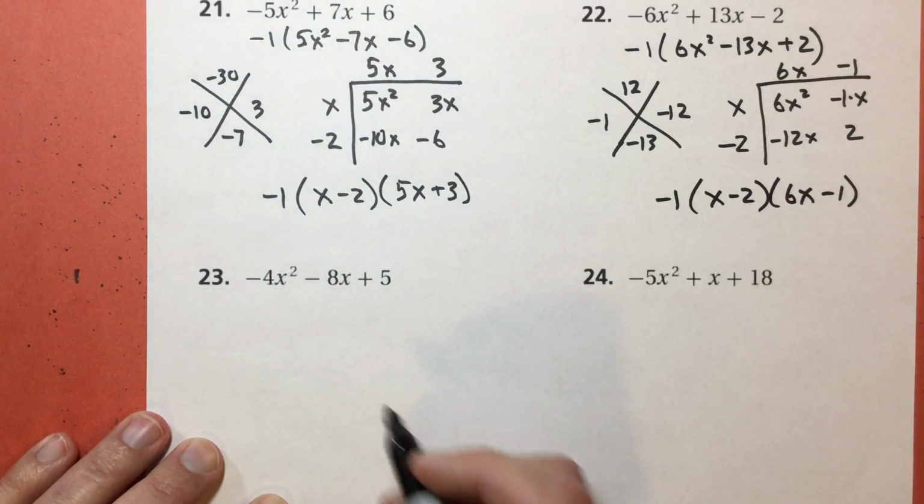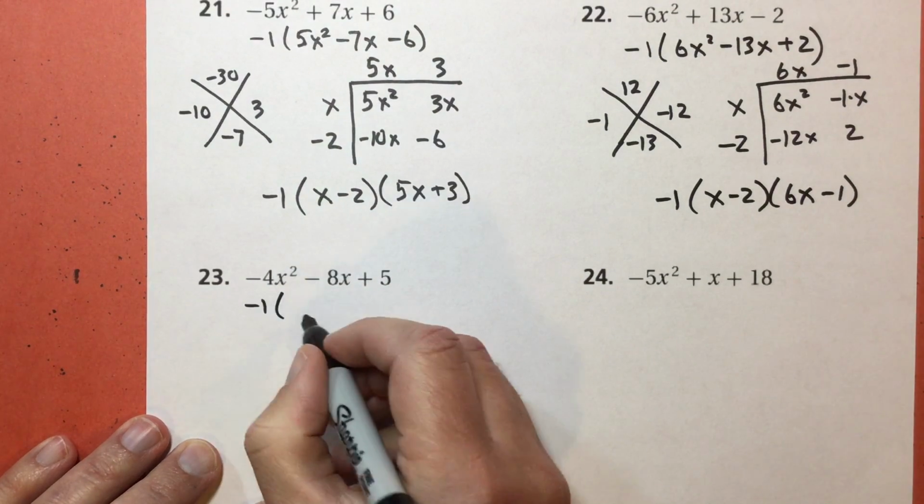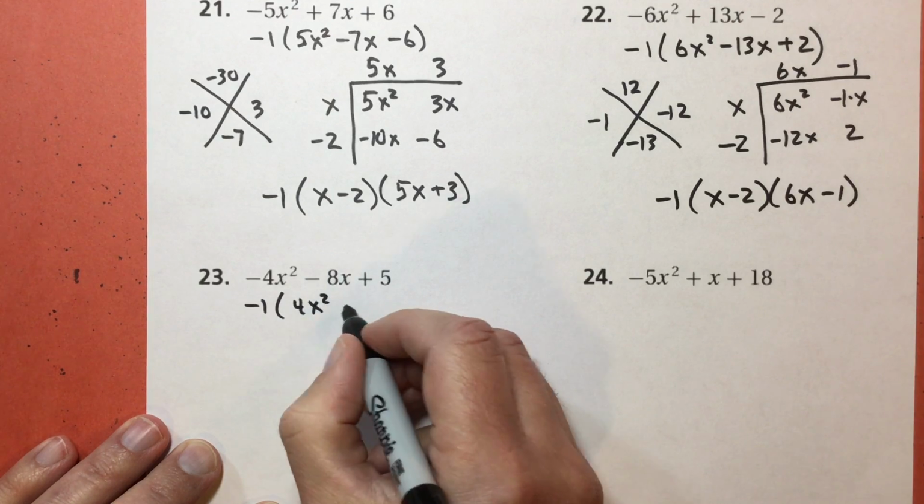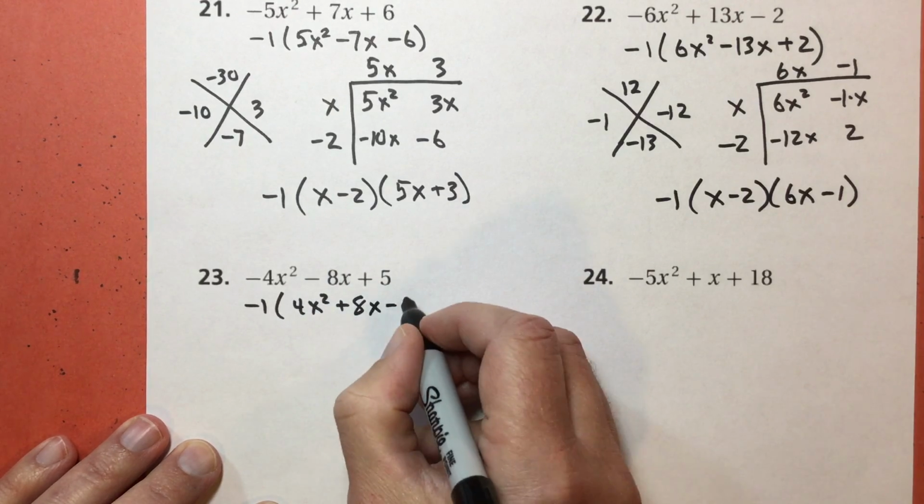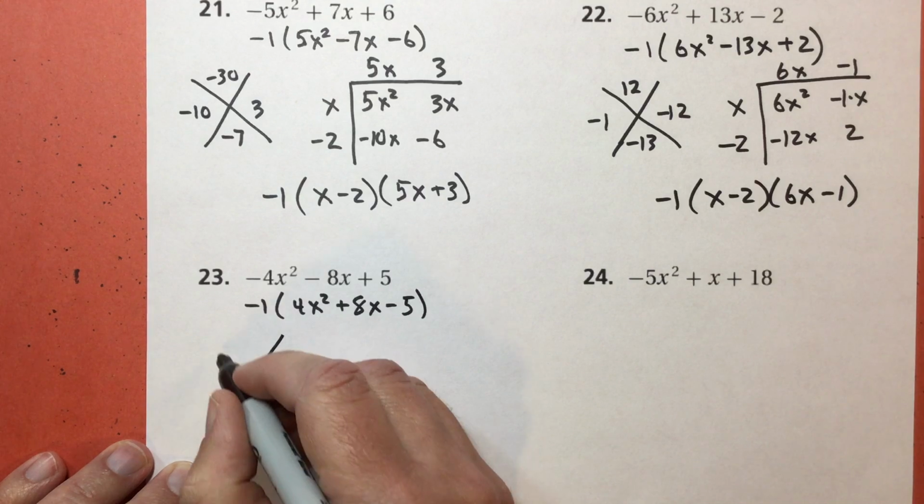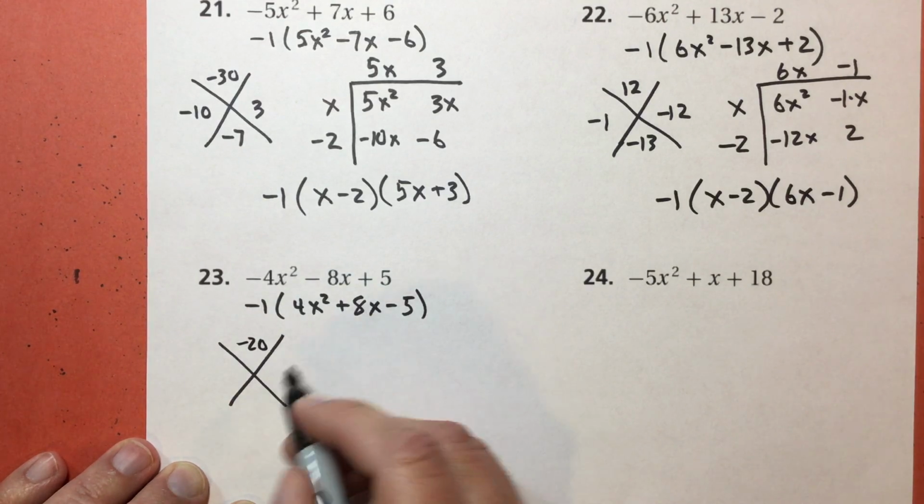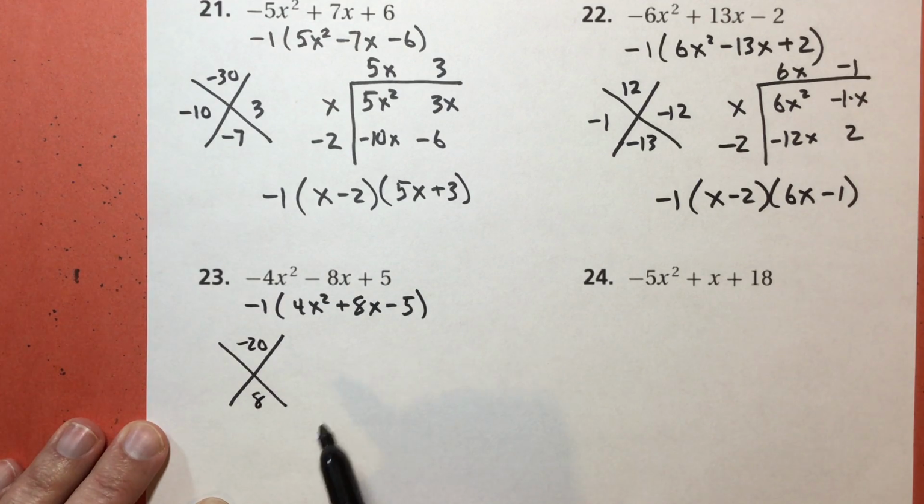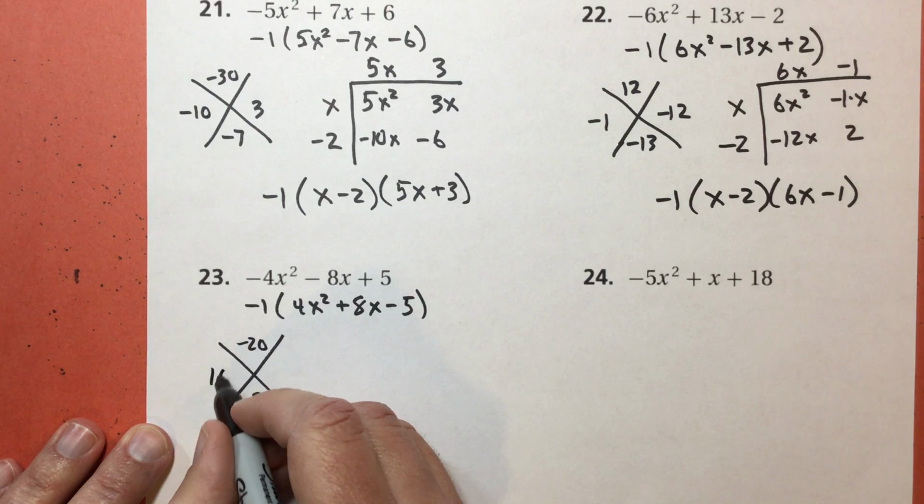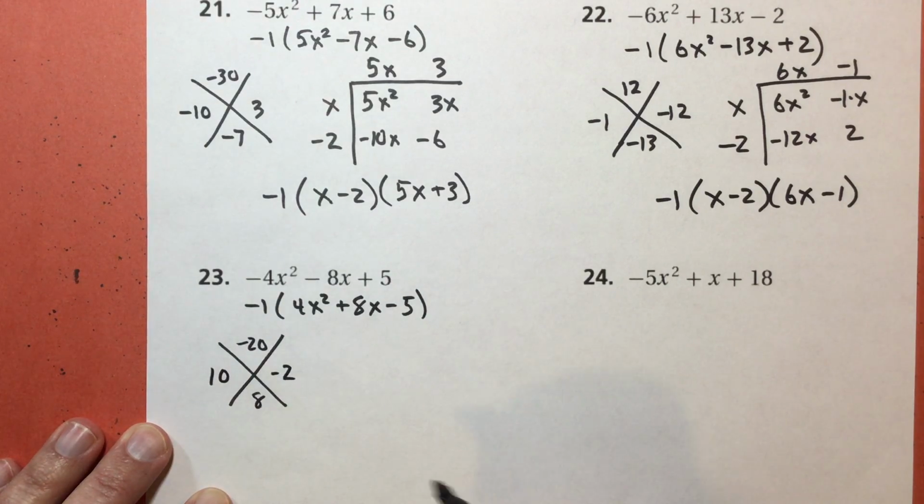Move that around a little bit so you can see it. Alright, so I'm going to factor out that negative 1. I get 4x squared plus 8x subtract 5. 4 times negative 5 is negative 20. 8 goes right here. What two numbers multiply to give negative 20 but add to give 8? That's going to be positive 10 and negative 2.